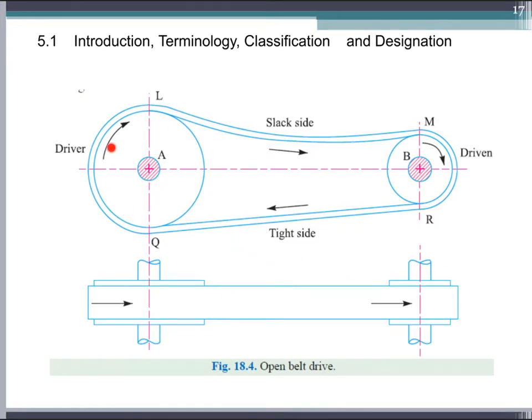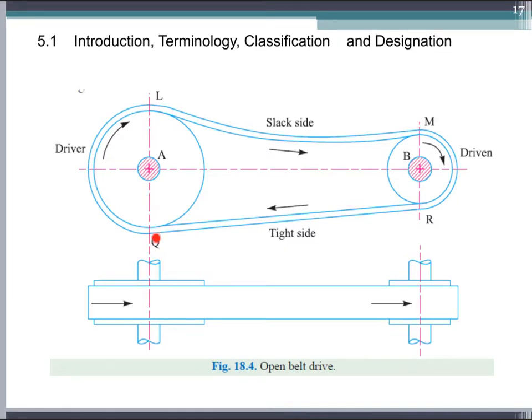We have the driver rotating clockwise, and the driven pulley also rotating clockwise. As you can see here, there are two sections of belt, the bottom and the upper. On the lower side we call it the tight side, and the top side we call the slack side, because the driver pulley drives or gives motion to the belt by starting at this Q section.